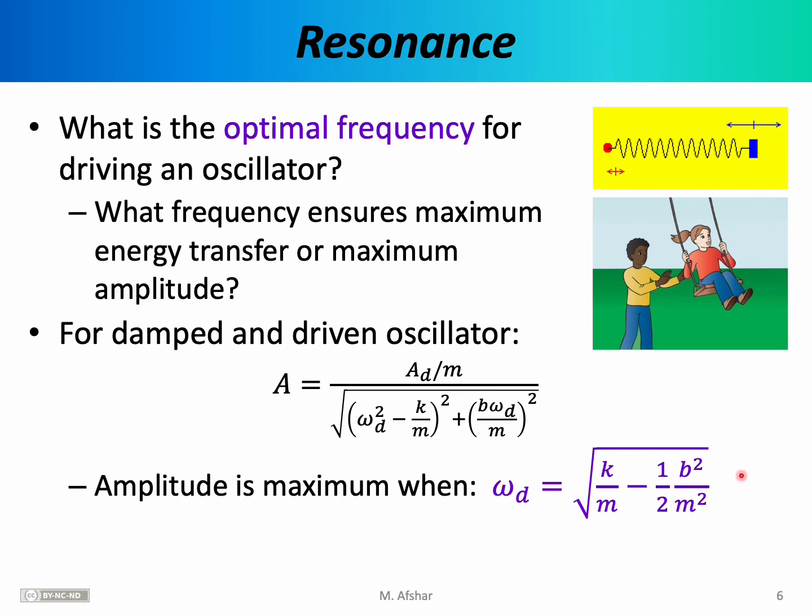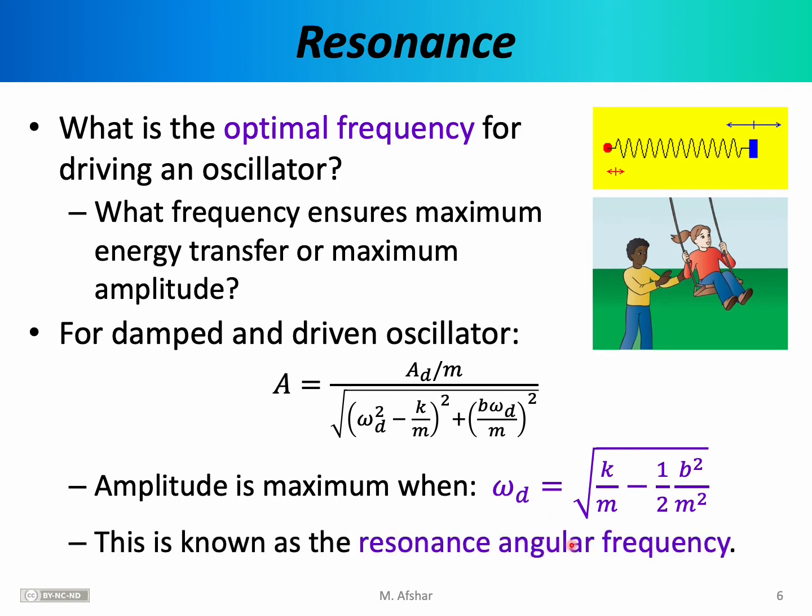This special frequency, this optimal frequency, has a special name. It's called the resonance angular frequency of the oscillator. So when you drive an oscillator at its resonance frequency, what you're in effect doing is maximizing the amplitude by choosing this optimal frequency for pushing or driving or forcing the oscillator.